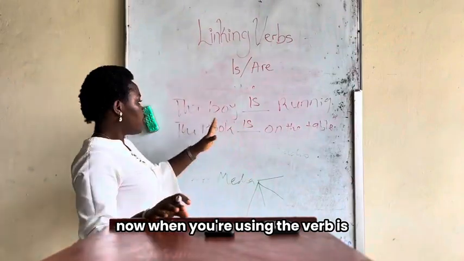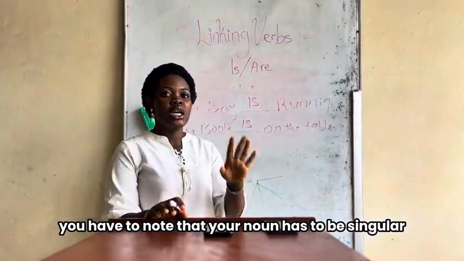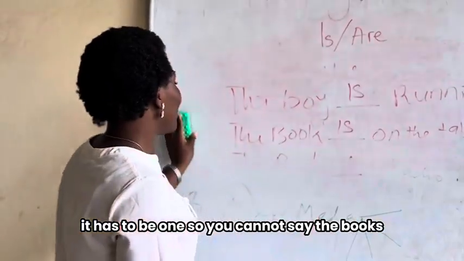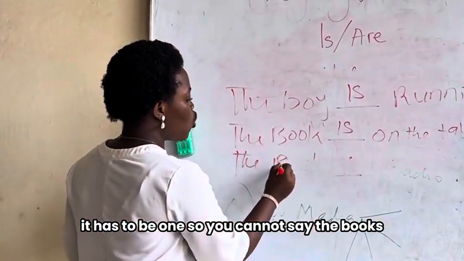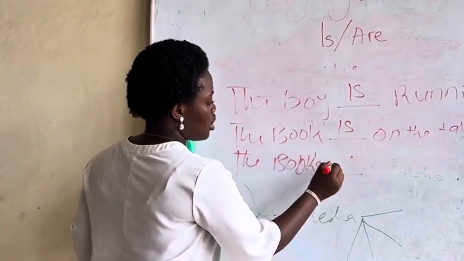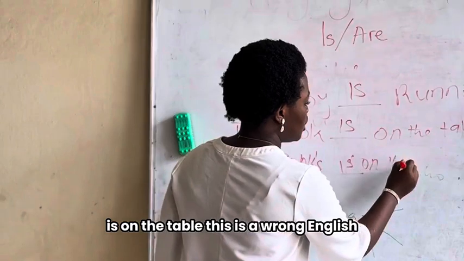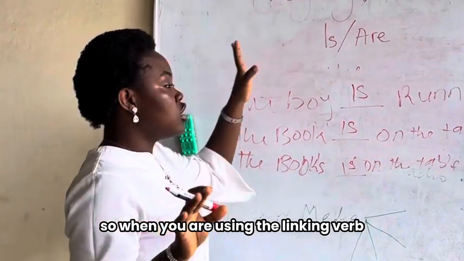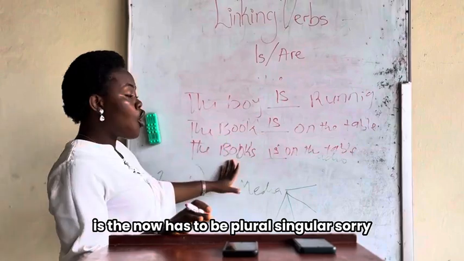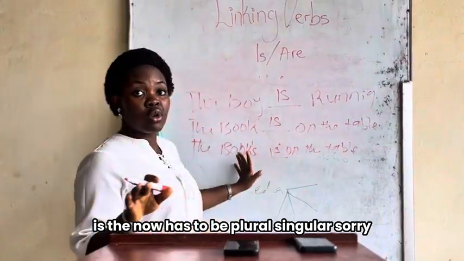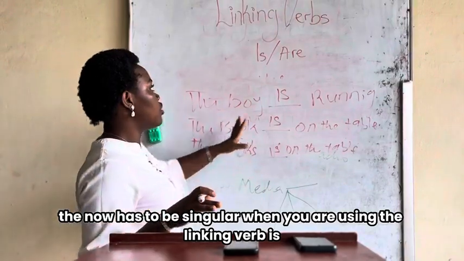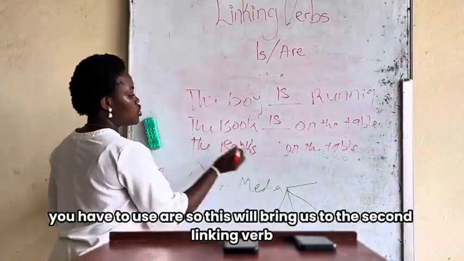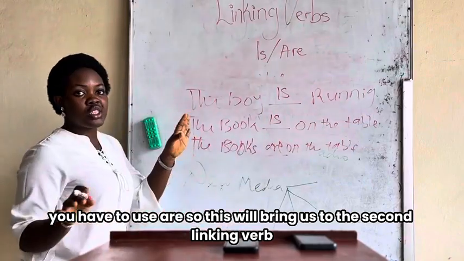Now, when you're using the verb is, you have to note that your noun has to be singular. It has to be one. So you cannot say the books is on the table. This is wrong English. So when you are using the linking verb is, the noun has to be singular. So here, this statement is not correct. You have to use are. So this will bring us to the second linking verb.